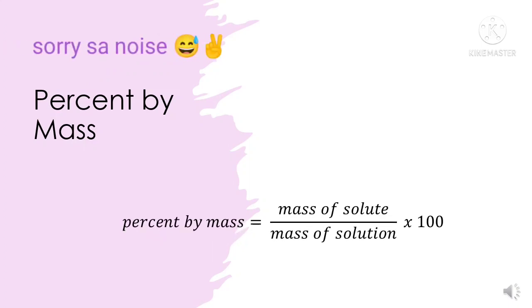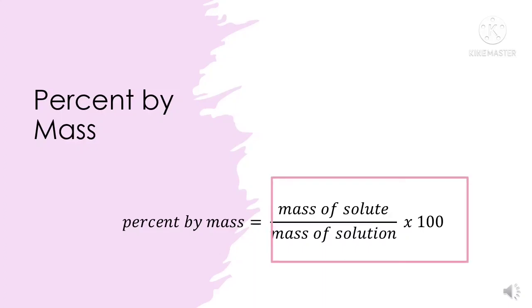Concentrations of solution can also be expressed mathematically. We can calculate the amount of concentration in a solution through percent. We can use the percent by mass formula and percent by volume formula. First, let's discuss the percent by mass. The formula is the mass of solute divided by the mass of solution.